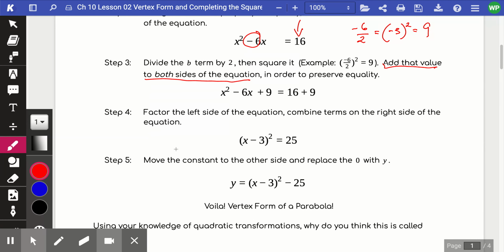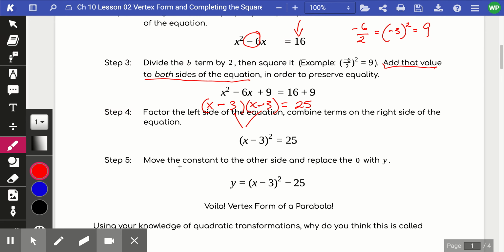So in step 4, we're going to factor that perfect square trinomial. So what two numbers are going to multiply to positive 9 and add to negative 6? Well, let's see. We're going to have x and x for x squared. We're going to have 3 and 3. And the way we multiply to get a positive and add them together to get a negative 6 is that they're both going to be negative 3. Or you could rewrite them together as x minus 3 squared. Now, we're going to combine the right side, and 16 plus 9 is 25. So you're left with x minus 3 squared equals 25.